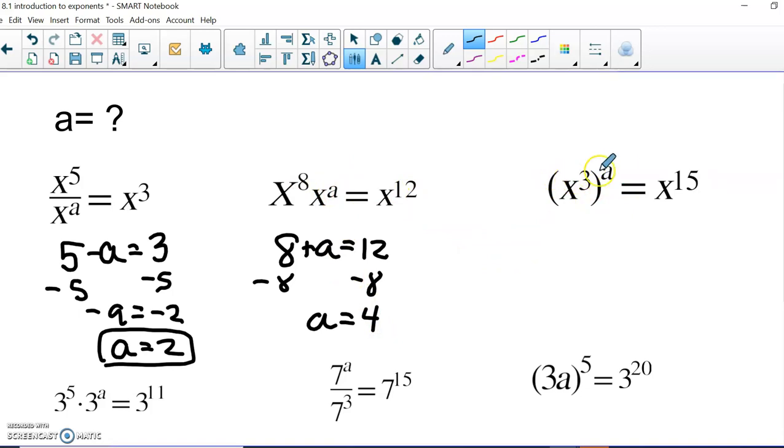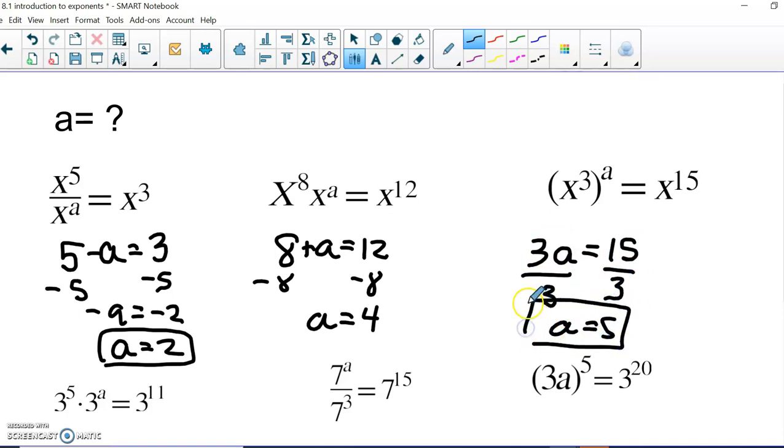And here we go again, a power to a power. We know that means we multiply, so I know 3 times some number is going to give me 15. Let's get rid of that multiply by 3 by dividing by 3, and we can see that our missing value is a. All right, I think you get it here.